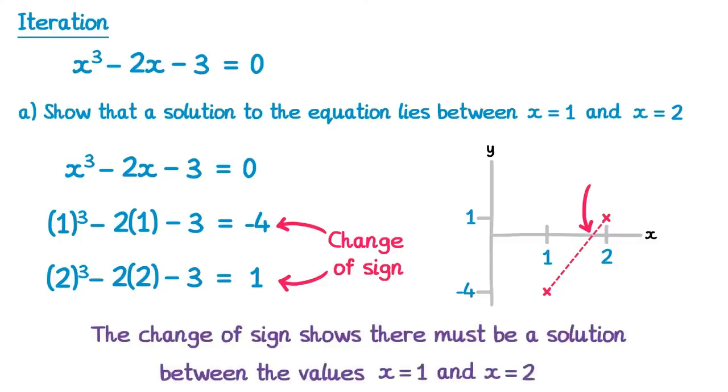So what we can say here is that the change of sign shows there must be a solution between the values x equals 1 and x equals 2. You should note that this method only works when the equation is equal to 0. If the equation isn't already equal to 0, just rearrange it so that you get 0 on the right hand side. Then if you notice a change of sign, you know there's a solution between those two x values.